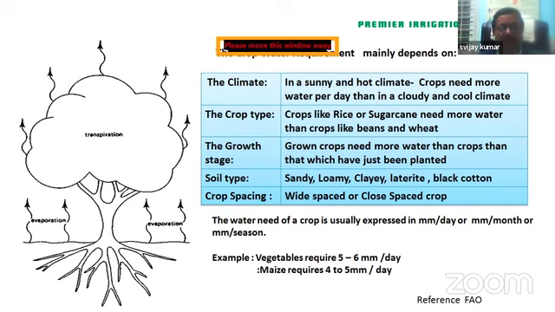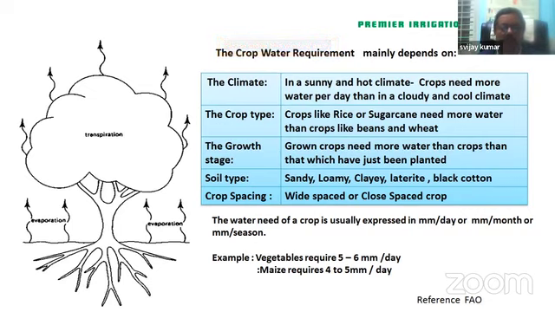Another important factor will be the soil type. Whether the soil is of a sandy type or a loamy type or a clayey type or a black cotton type, this will also have an important bearing on the water requirement of the crop. And finally, the spacing of the crop, whether it is a wide spaced crop or a closely spaced crop, will also be an important factor to be considered.